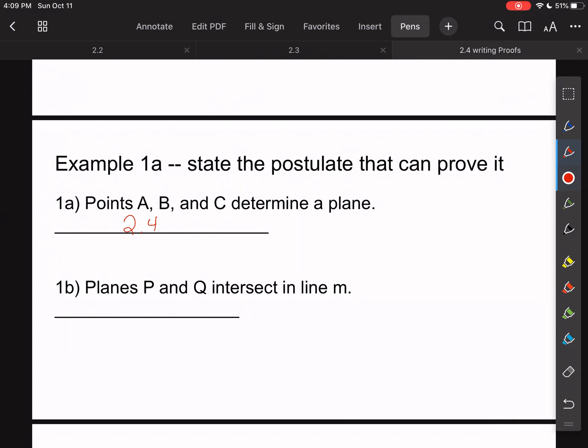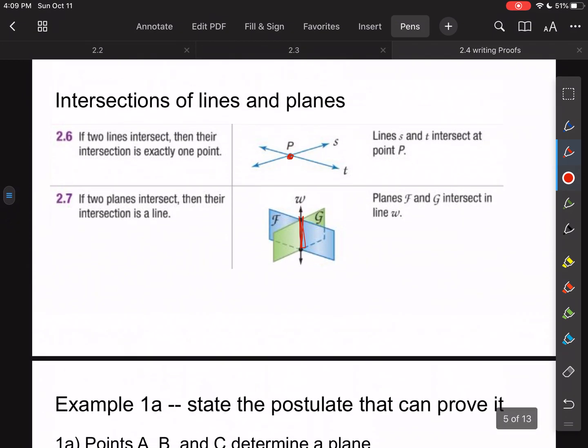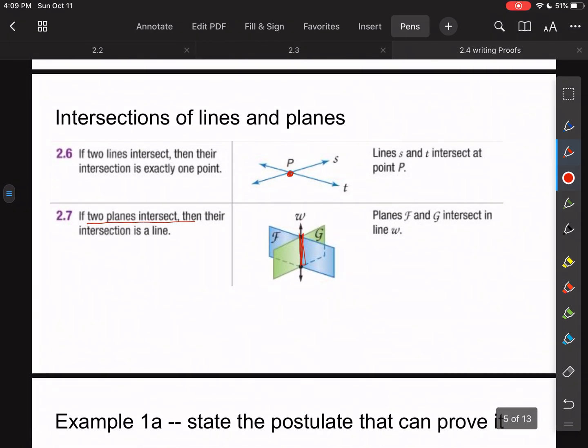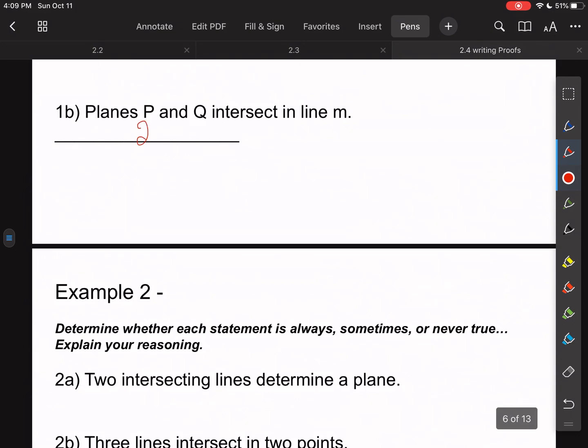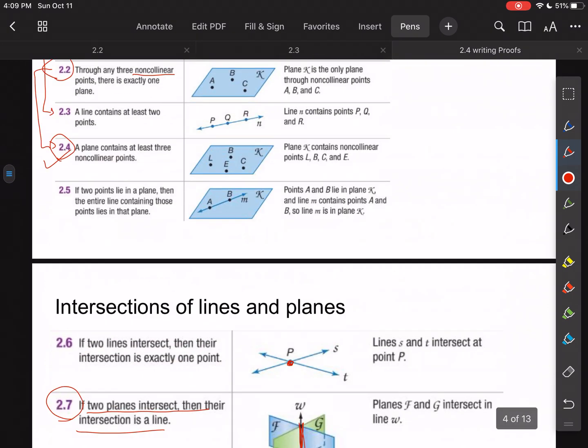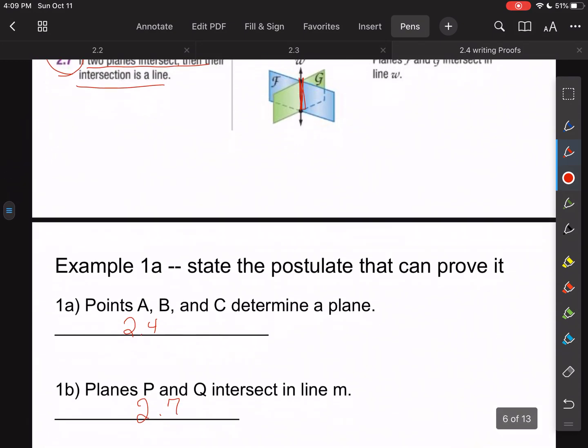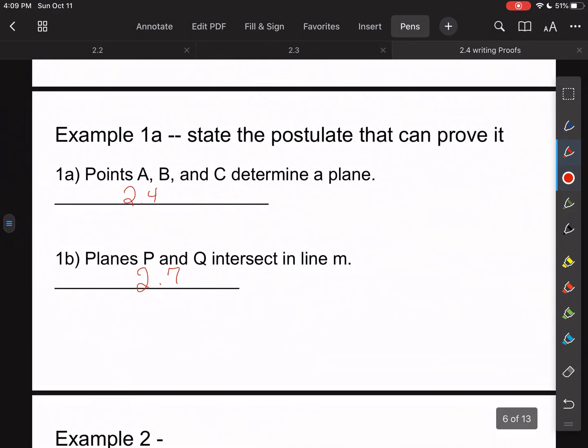And then 1b says planes P and Q intersect at a line M. Okay, so 2 planes intersect at exactly 1 line. That is 2.7. So you would just write 2.7 and you're done. Okay, for your homework and for your test, I will allow you to bring your notes, which will have all of this stuff in it if you're filling it out. And you can simply just write out 2.7.